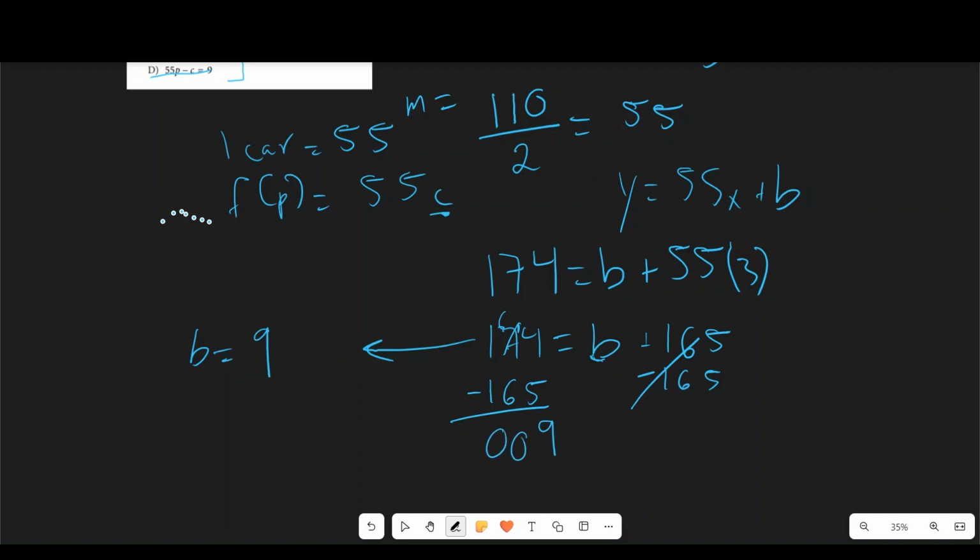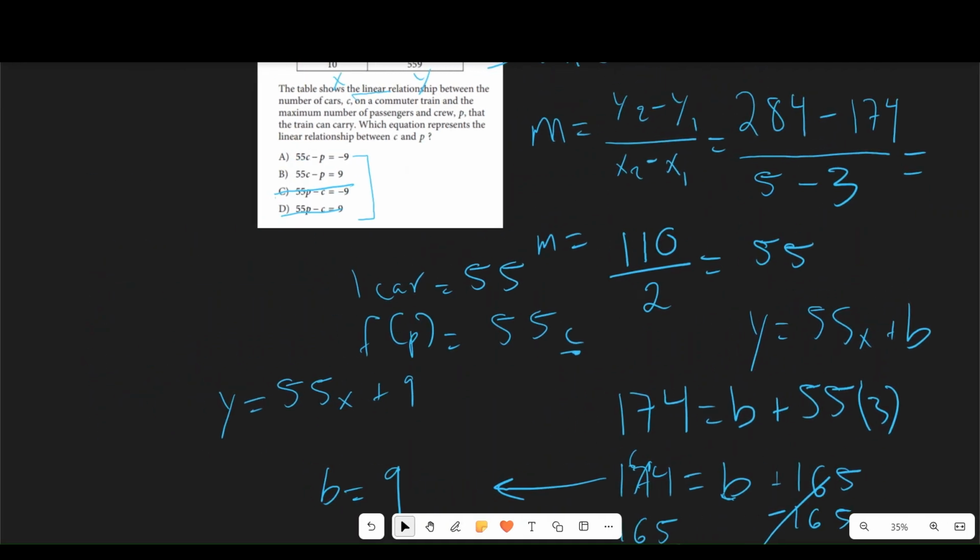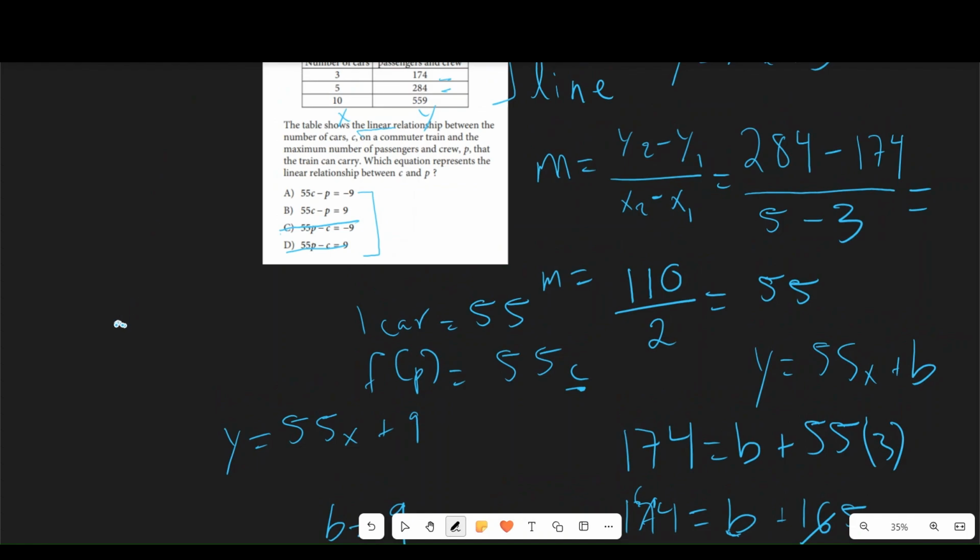So our final equation is going to be y equals 55x plus 9, or if written in terms of P and C, that means the total number of maximum passengers for any given number of cars is equal to 55 passengers times the number of cars plus 9 passengers.